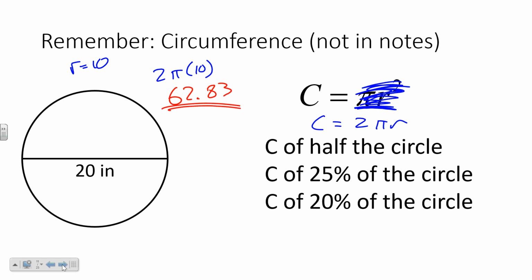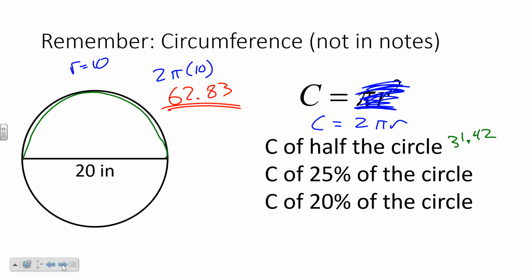What if it was half the circle? What if it just went from here to here? What would your length be? Well, you guys all knew if it was half the circle, you'd take this and divide that by 2. So 62.83 divided by 2 is 31.42.